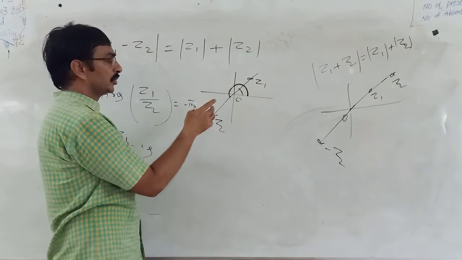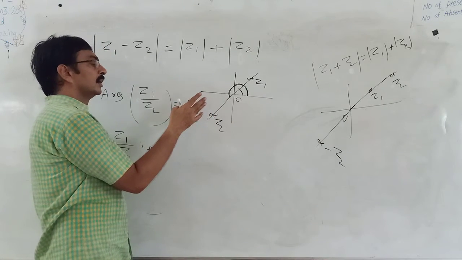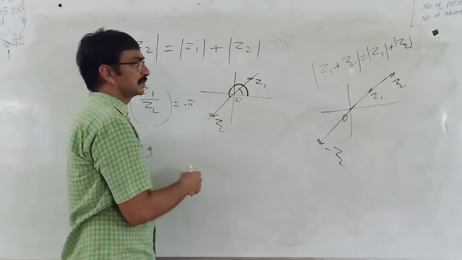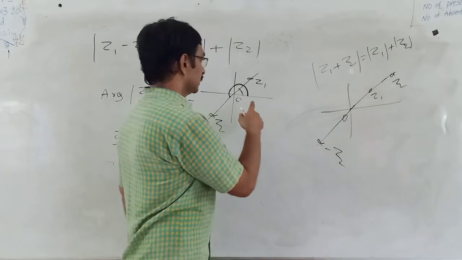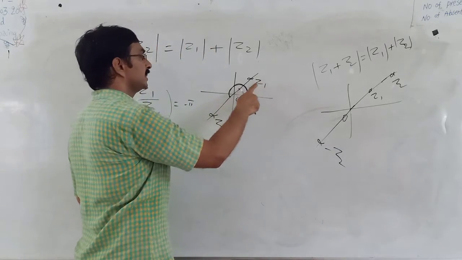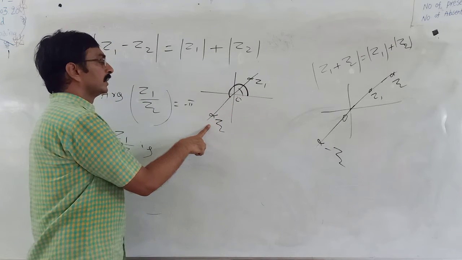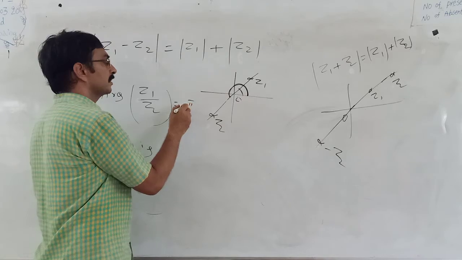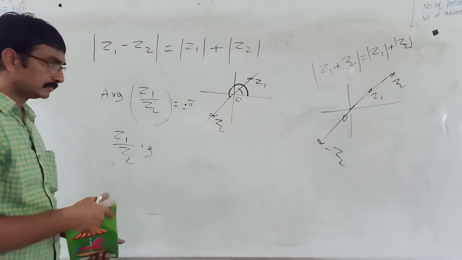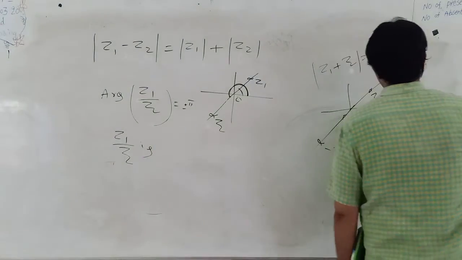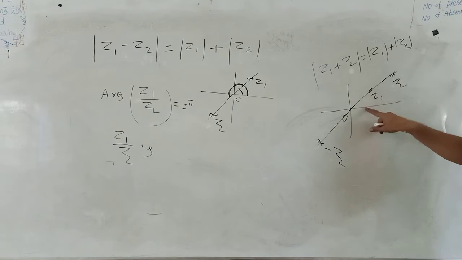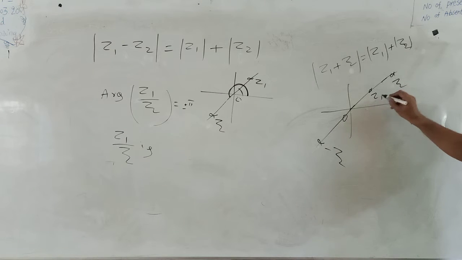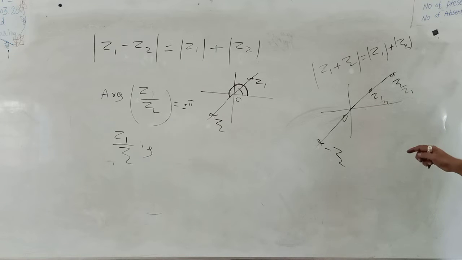But here we don't know the positions of Z1 and Z2. Suppose this is Z2, this is Z1. In that case, pi minus 0, so the answer is plus or minus pi. Here, the positions of Z1, Z2 are dummy. This is Z1, that is Z2, or this is Z2, that is Z1.